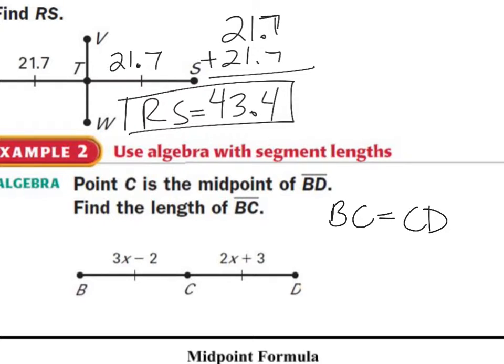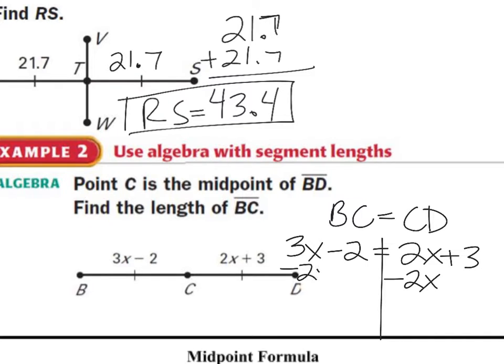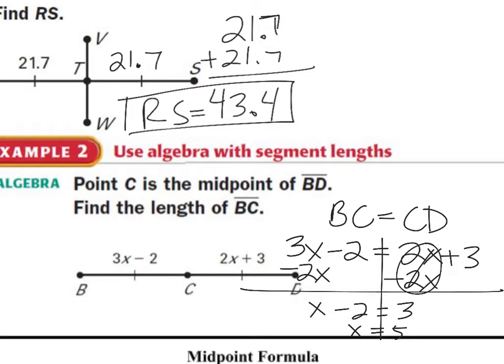Therefore, BC is 3x minus 2. CD is 2x plus 3. We need to solve that equation. So we don't have anything to simplify, so we're going to isolate. We're going to add or subtract to get our variables on one side. Which one do you guys want to subtract, the 3x or the 2x? 2x, because it keeps it positive. Probably a good idea. And that will zero out. So we're left with x minus 2 is equal to 3. So x is equal to 5 if I add 2.